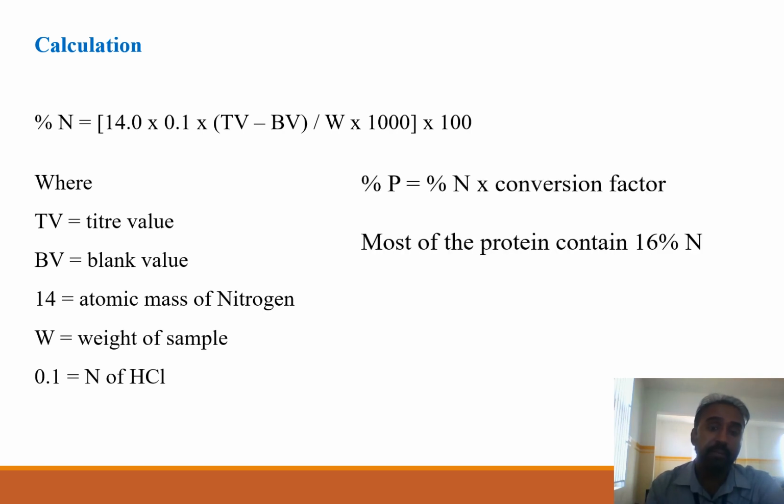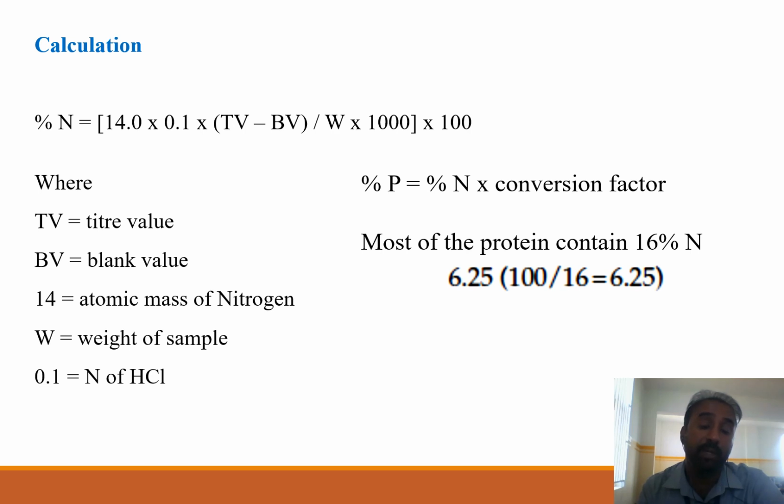By obtaining this value, multiply it with the conversion factor. For most proteins, nitrogen content is taken as 16%, so the factor is 6.25. How is this 6.25 obtained? It is 100 divided by 16, which gives 6.25. So percent nitrogen multiplied by 6.25. If you don't know the actual product present, in that case you can use 6.25 as the conversion factor.